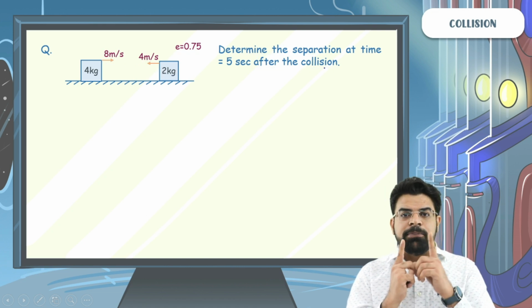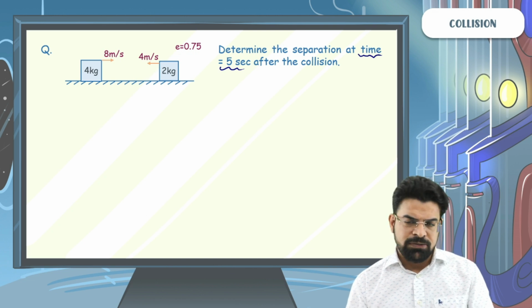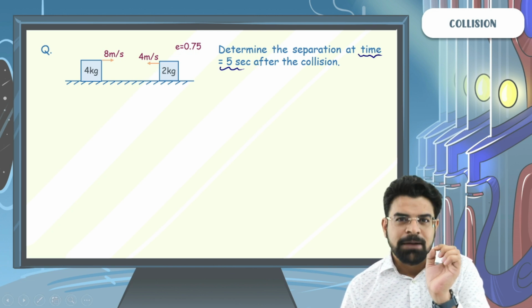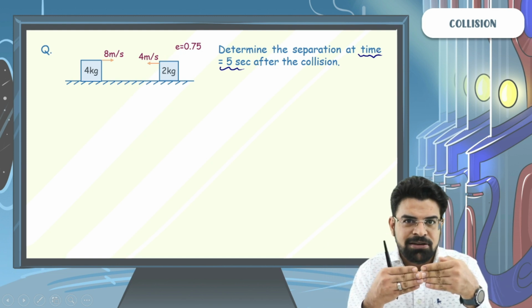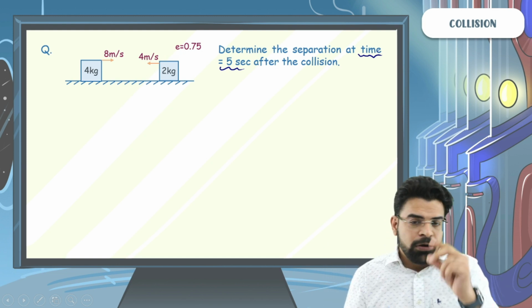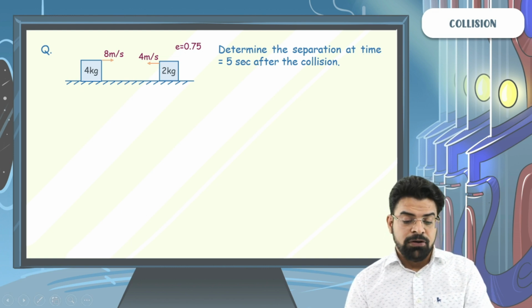What will be the separation between both the blocks at time equals to 5 seconds after the collision? So, sir, at the time of collision, separation will be zero. At the time of collision, both the blocks will be at the same place, so separation will be zero. My question is, what will be the separation between them at time equals to 5 seconds after the collision?